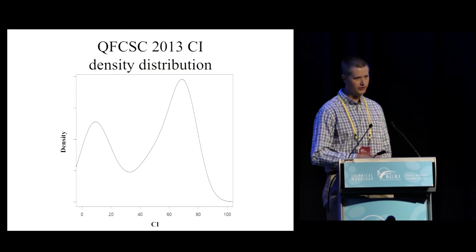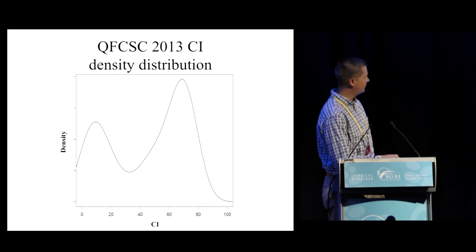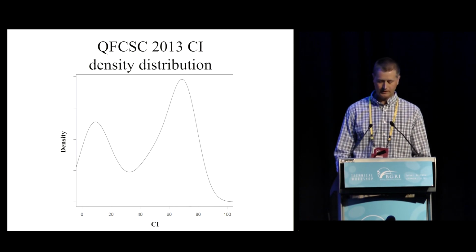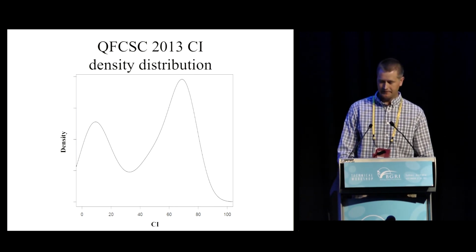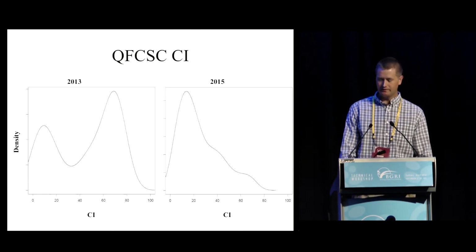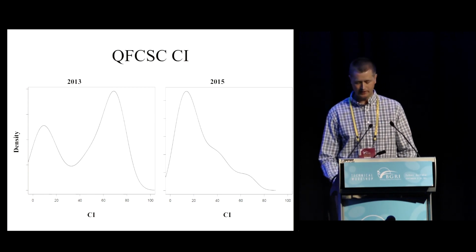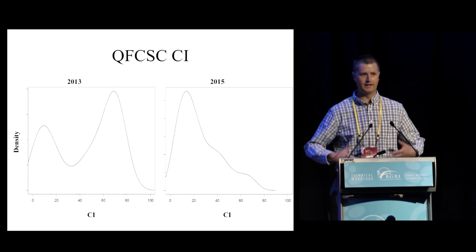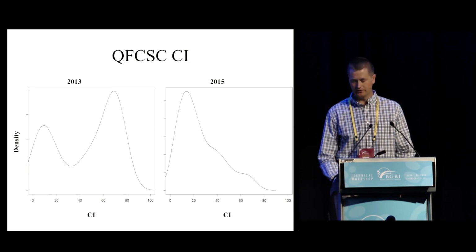So in the field, here's the data for coefficient of infection for race QFCSC. You see the bimodal distribution again, which is what you would expect for an avirulent isolate. However, in 2015, the response was quite different. In 2015, the stem rust was not as heavy as in 2013.